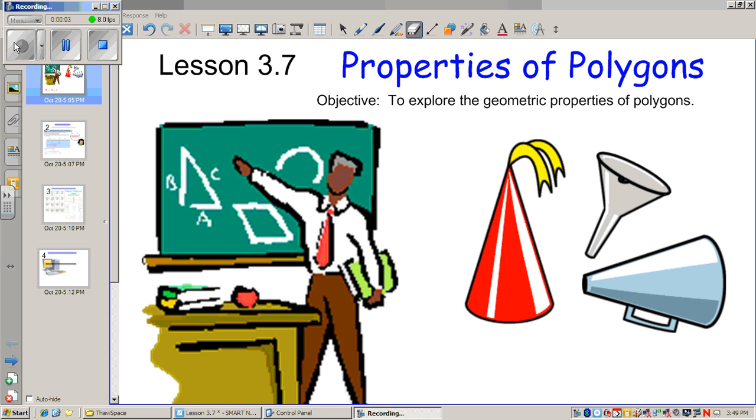Welcome to lesson 3.7, Properties of Polygons. Our objective in this lesson is to explore the geometric properties of polygons.